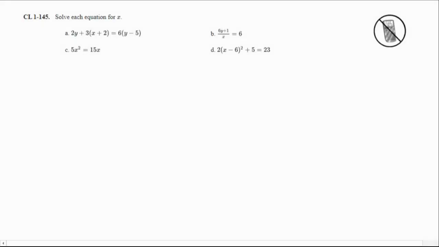You're asked to solve each equation for x, and we're not allowed to use a calculator. So, solving for x here, this first one has y in it, meaning I'm just going to get an expression. First thing I'm going to do is get rid of any parentheses, so I'm going to distribute to get 2y plus 3x plus 6 equals 6y minus 30. And now I'm going to get x by itself.